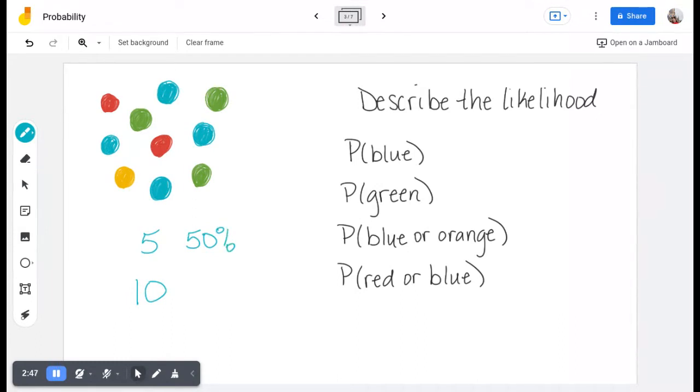So if I'm looking at a blue, there's 4. 4's less than half. There's blue there, so it's not impossible, but it's less than that halfway marker. So for the probability of blue, I would describe that as unlikely. The probability of green, again, there's green there, so it's not impossible. I see 3 of them. 3 is less than that halfway point of 5. So I would also call green unlikely.